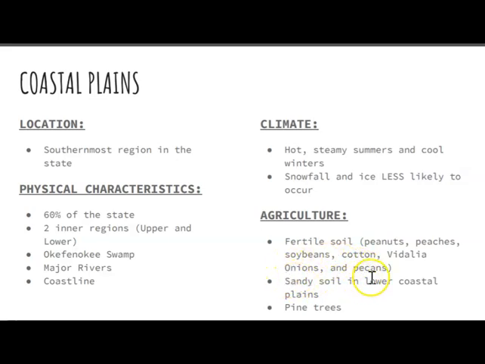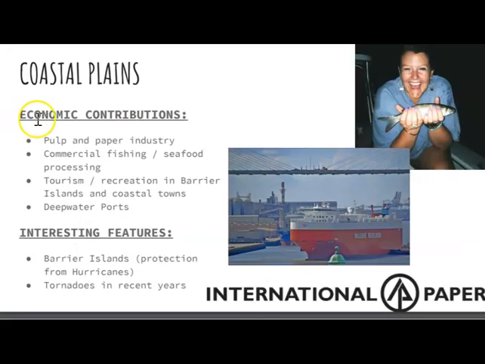We have sandy soil in the lower coastal plains, and this area is also known for its growth of pine trees. So some economic contributions are pulp and paper industry. We have commercial fishing and seafood processing, tourism, recreation in barrier islands and coastal towns, and we have deep water ports. So over here we're looking at our port and our docks, and then we have tourism. So a lot of people not from Georgia or maybe even locals of Georgia go to the different areas in the coastal plains to visit.